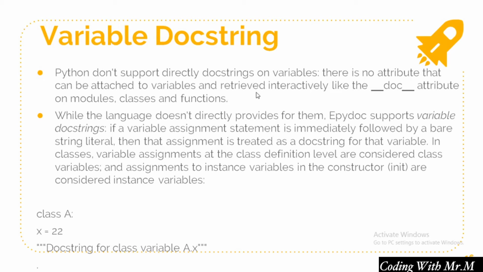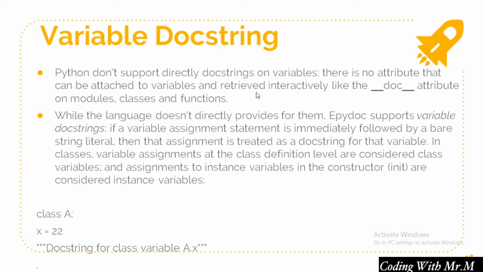Now, variable docstring. Python actually doesn't support docstrings directly on variables. There is no attribute that can be attached to a variable and retrieved interactively like the __doc__ attribute on modules, classes, and functions. While the language doesn't directly support them, there is one convention, known as epydoc, that supports variable docstrings: if a variable assignment statement is immediately followed by a paired string literal, then that assignment is treated as a docstring for that variable.